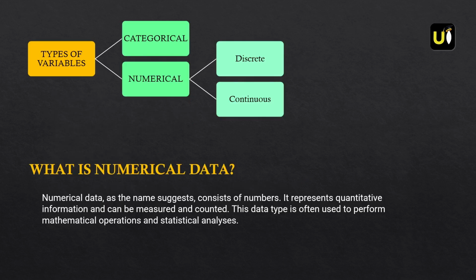Alright, so let's begin. First of all, we have types of variable. We have two types of variable. First is categorical variable and second is numerical variable. Numerical is divided into two parts, that is discrete and continuous. So what is numerical data?